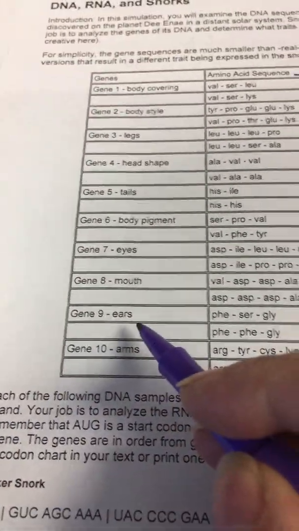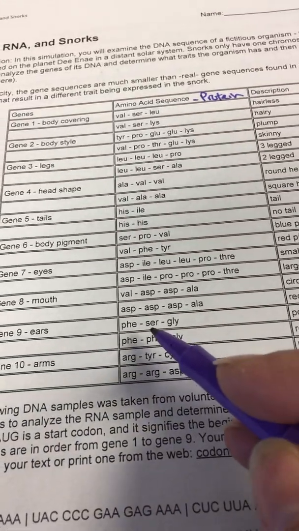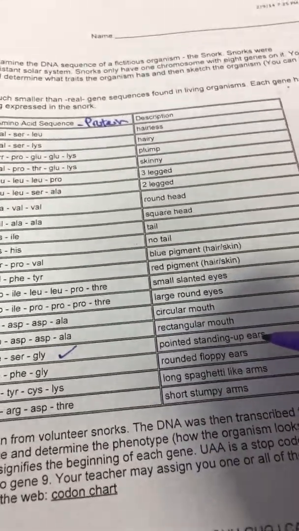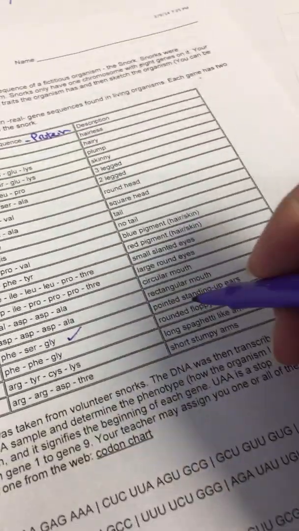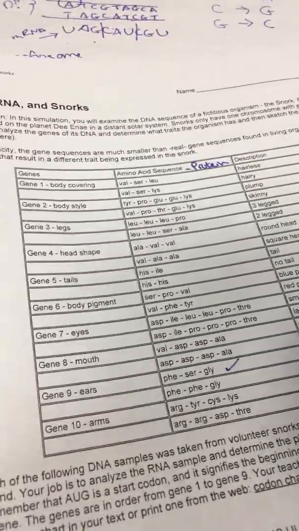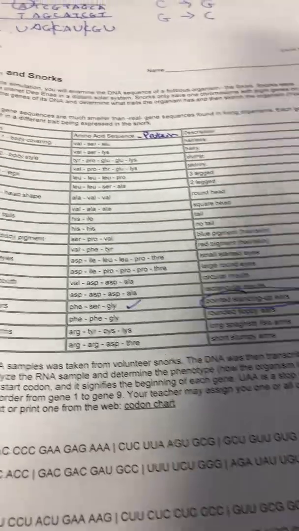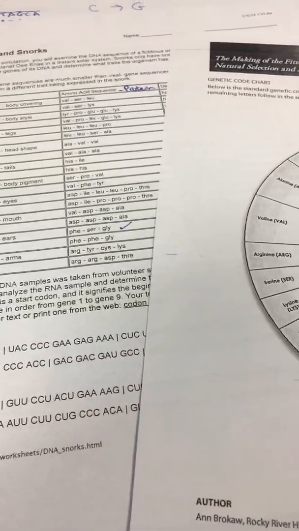I don't have to do anything else other than just look this up because they've already given me the RNA. Now I got to go to gene 9, which is right here. Oh, we're coding for ears. And match. I got phenylalanine, serine, glycine. So I match this one, which means they're going to have pointed, standing up ears. So you're going to do that for each gene, figure out what they're going to look like, and then you're going to draw it out and turn it in. If you get stuck or have any questions, just let me know and I will help you out.